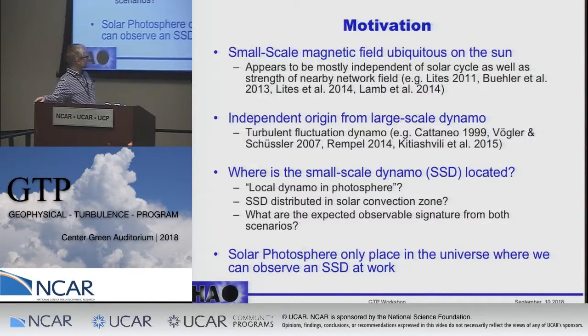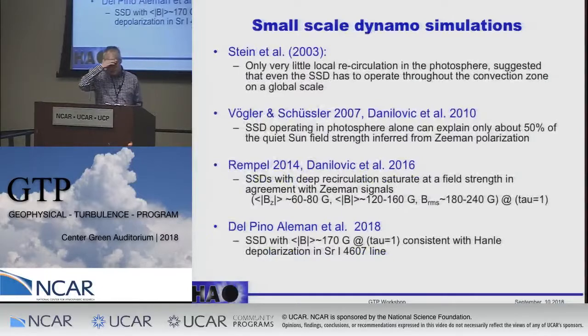And if you're not working with the sun, I also would like to remind you that the sun is likely the only place in the universe where we can at least observe some aspects of small-scale dynamo action. In most other objects, it's hidden by insufficient resolution. So here is a brief history of some simulations of small-scale magnetism. I would like to highlight this paper by Bob Stein in 2003, where he for the first time pointed out that there's very little recirculation in the photosphere, so it makes sense to always think of a global dynamo, even if you think about small-scale magnetism.